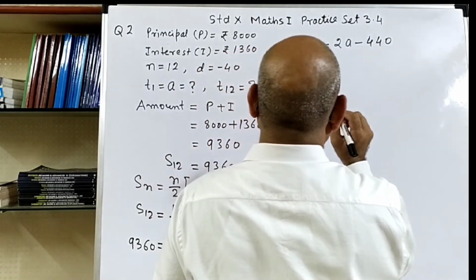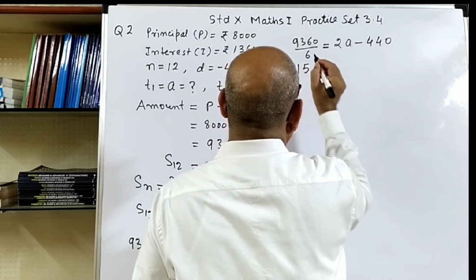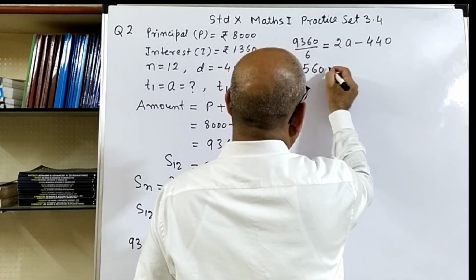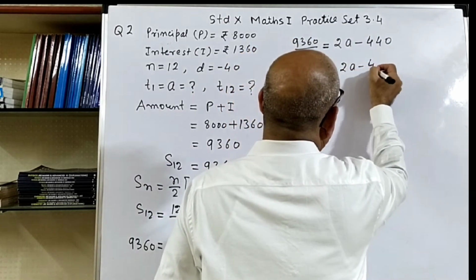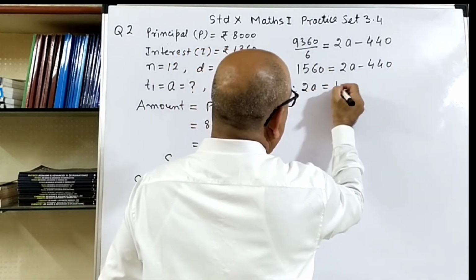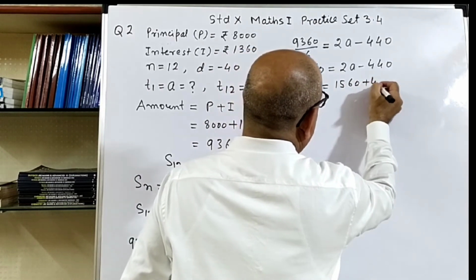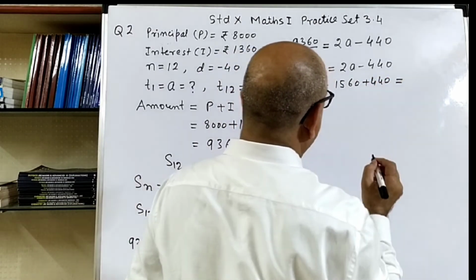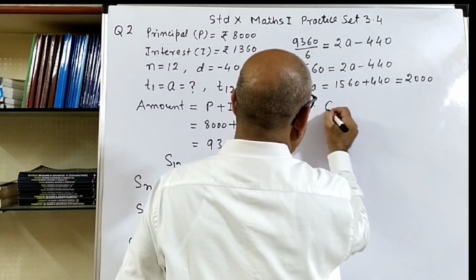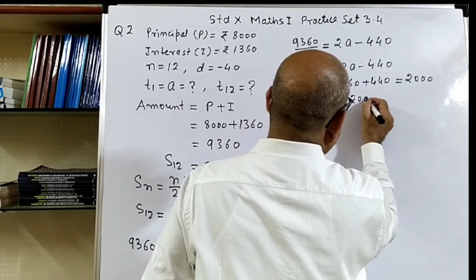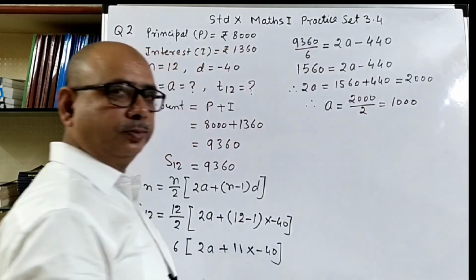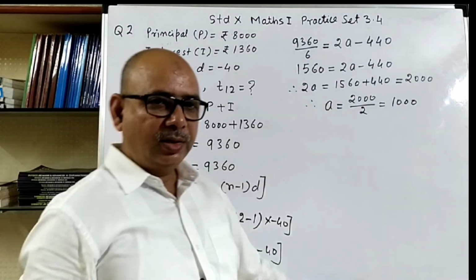6 5s are 30. 6 6s are 36. 0. This is equal to 1560. So 1560 is equal to 2a minus 440. Therefore, 2a is equal to 1560 plus 440, and this is equal to 2000, and therefore a is equal to 2000 divided by 2. This is equal to 1000. We got the value of a.